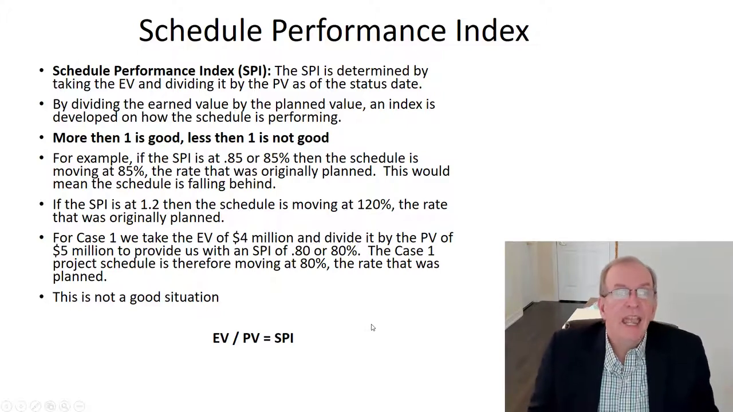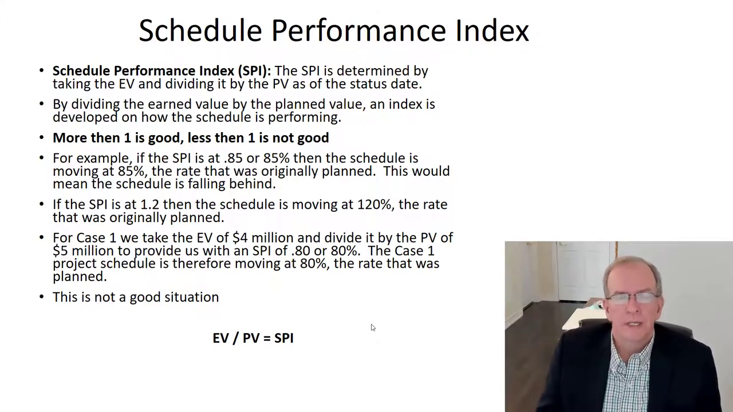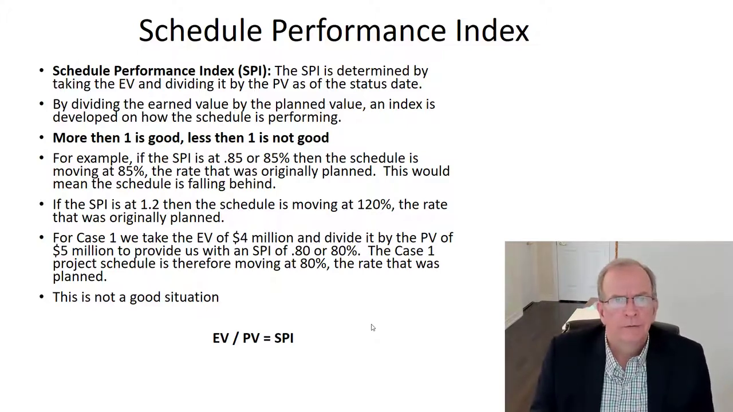Now let's take a look at the SPI, the Schedule Performance Index. And I'll go back to my friend, the vice president, who said, show me a project that's on time and I'll show you a project that's making money. Well, guess what? This project's not on time and it's not making money. The Schedule Performance Index looks at how we're doing time-wise, duration-wise, for the time that's being spent on our activities. And if the SPI is at 0.85 or 85%, then the schedule is moving at 85% the rate that was originally planned.